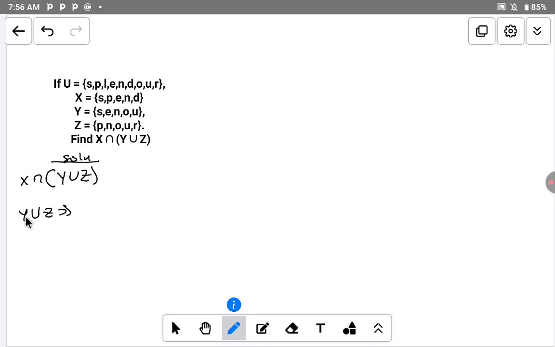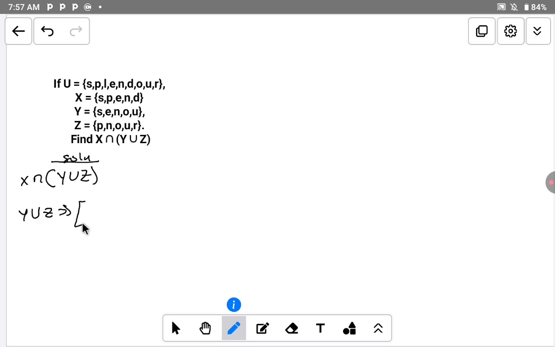This union means that you write all the elements in set Y and all the elements in set Z together. That is the meaning of union. They are in unity. So you write the elements you have in set Y and the elements you have in set Z, everything together. That will be the answer of Y union Z.